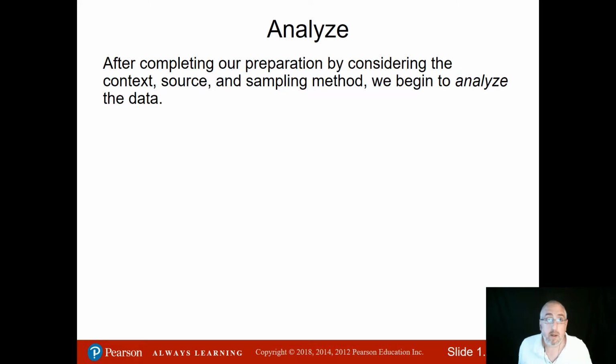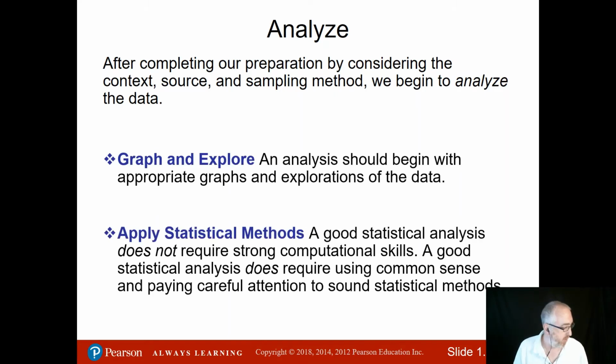So now we kind of have a sense of what's good and what's bad. So let's look at some more of those steps. So we got analyze, and we'll put it all on the page. After completing our preparation by considering the context, source, and sampling method, we begin to analyze the data. Graph and explore. An analysis should begin with the appropriate graphs and explorations of the data. Apply statistical methods. A good statistical analysis does not require strong computational skills.